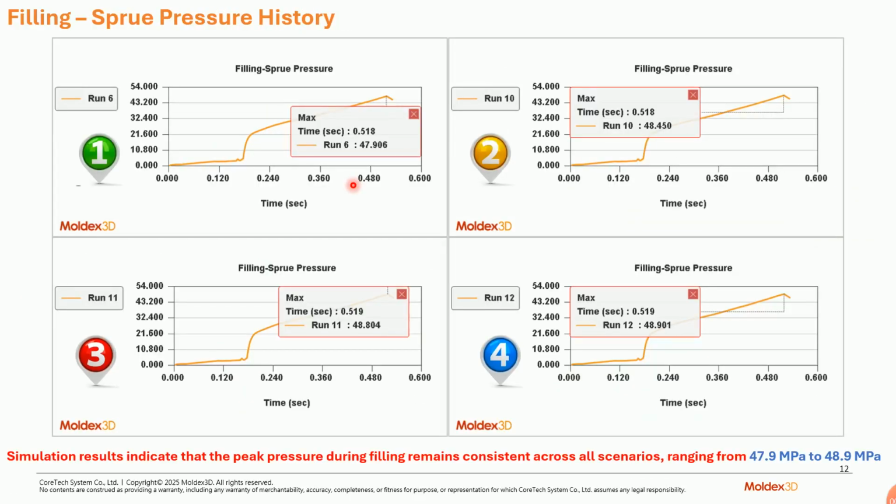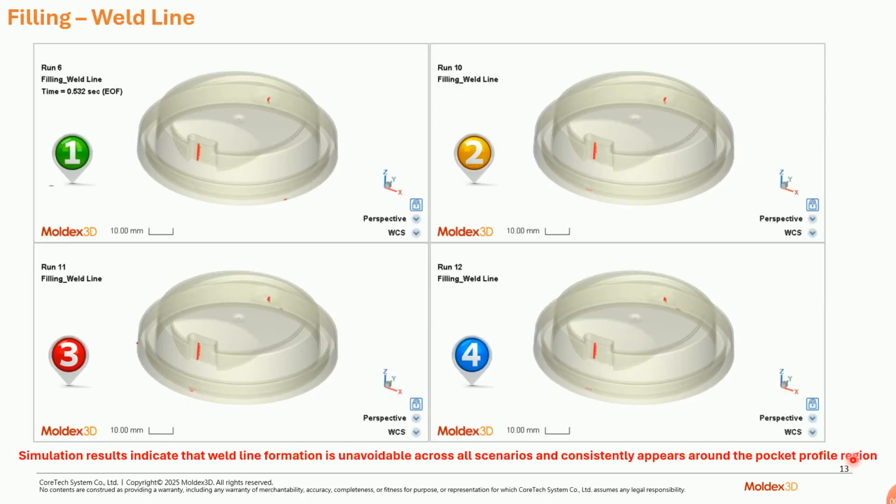Then, pressure requirement. Usually while we are changing the process condition, there is a possibility of changes in the pressure. But in our case, while we study all 4 iterations, the pressure requirement is around 48 megapascal to 49 megapascal. Just 2 megapascal difference, not more than that. So we can use any cooling time in terms of pressure.